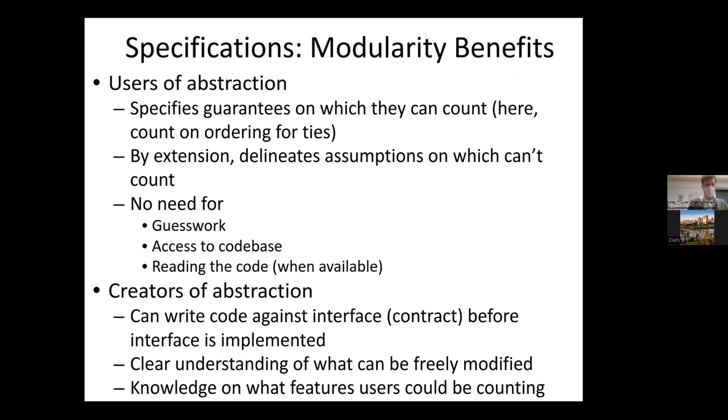I'll come back to this point, but specifications help the users of this, because they don't have to worry their code will break when this evolves. You got that? When this evolves, they know that the guarantees they're counting on will still be met, and they don't care how this evolves as long as it meets those guarantees.